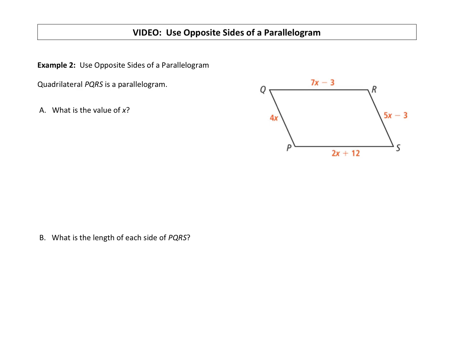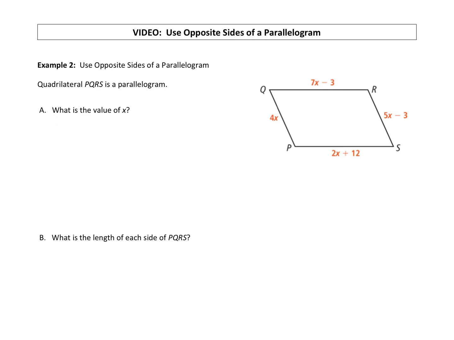All right, in our last video, we went through discovering that opposite sides of a parallelogram are congruent. So in example 2, we are given that quadrilateral PQRS is a parallelogram. So now we know that means opposite sides are parallel and opposite sides are congruent. So what is the value of x?